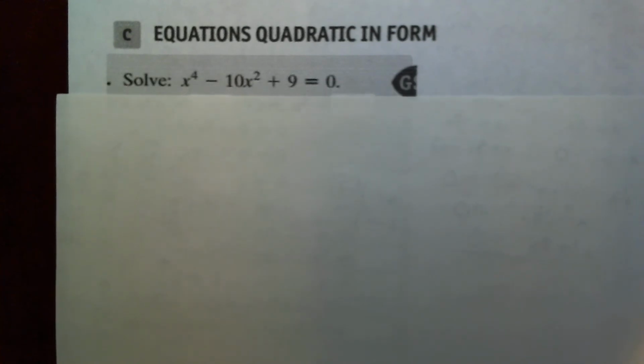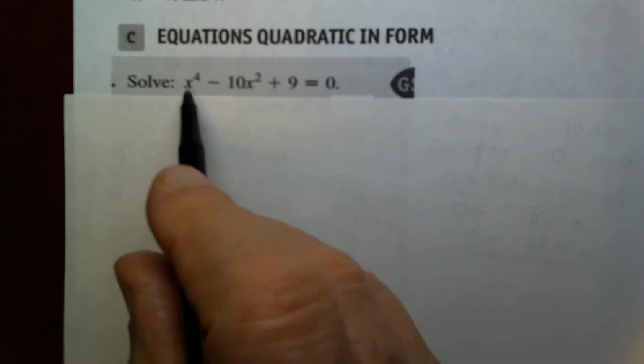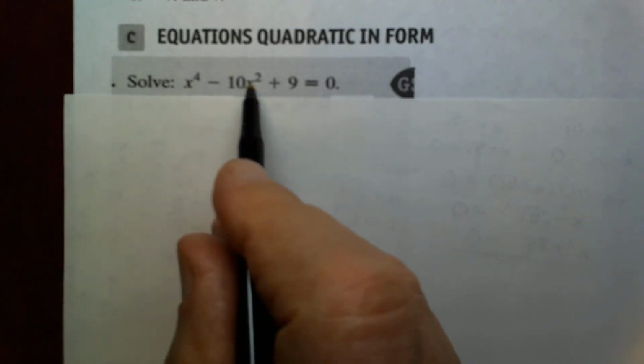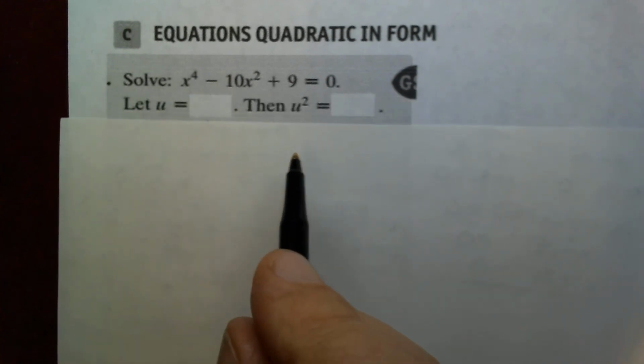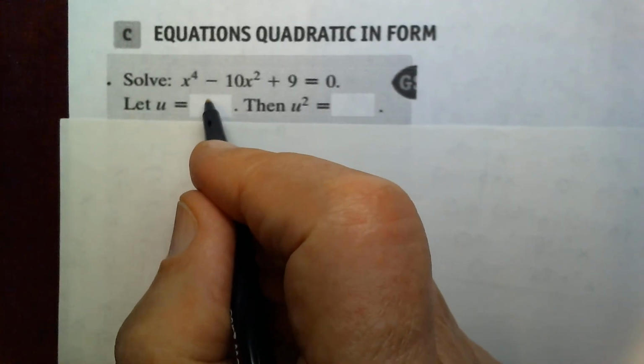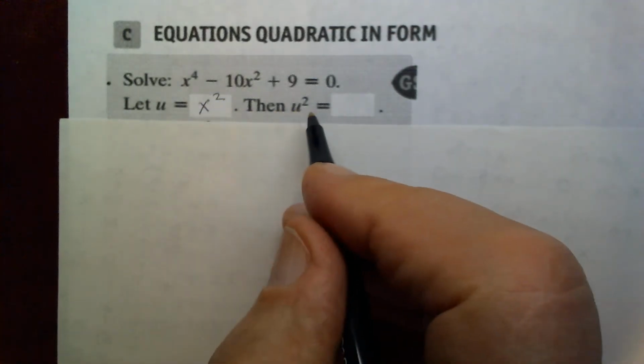Part C is about equations that are quadratic in form. To begin with, we're going to look at an example. Solve x to the 4th minus 10x squared plus 9 equals 0. Well, we don't have an x squared and an x, but we see that this expression and this expression are related. We square x squared, we get x to the 4th. So what we do in a case like this, we let u equal x squared, and then u squared would be x to the 4th.